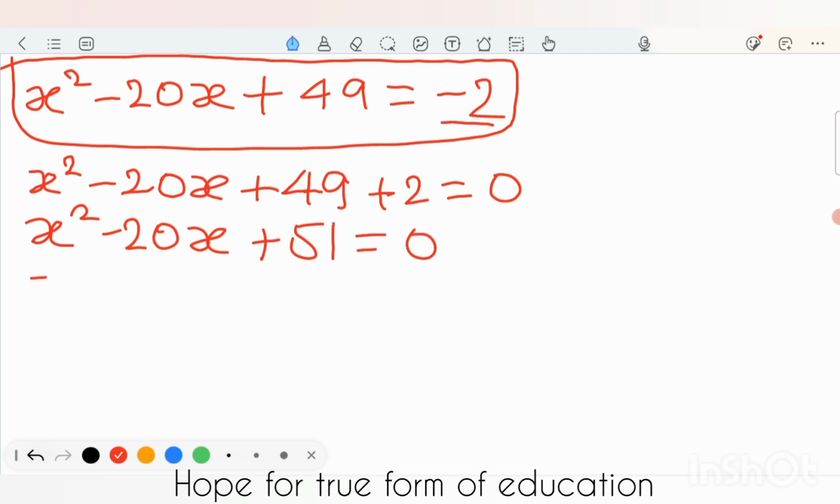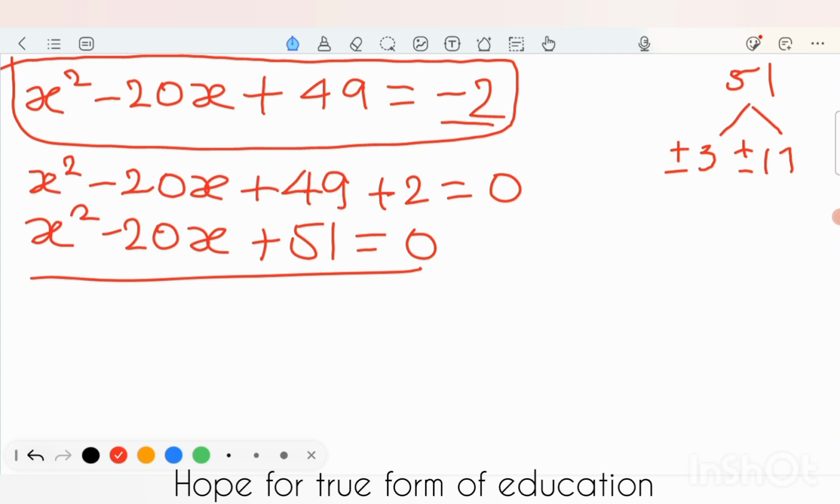So we have got the general form, the simplest form of the quadratic equation. We have to multiply a with c. So a into c is 1 into 51, which is 51. The next step is splitting the middle term. So what are the factors of 51? It is not divisible by 2, it is divisible by 3. 3 into 17 is 51. So the factors of 51 will be plus or minus 3, plus or minus 17, and here we'll get a solution.